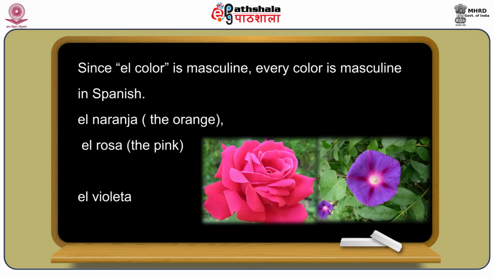Now, since color is masculine, every color is masculine in Spanish. For example, el naranja, which means the orange. El rosa, even though it ends in a, it will be masculine. El rosa, the pink. Violeta, again el violeta, that is violet.